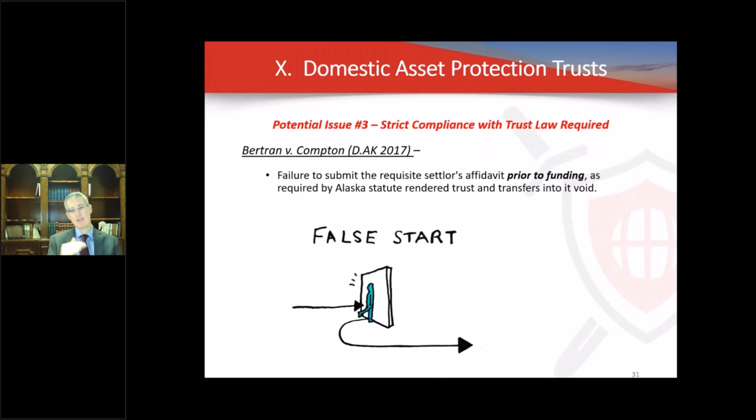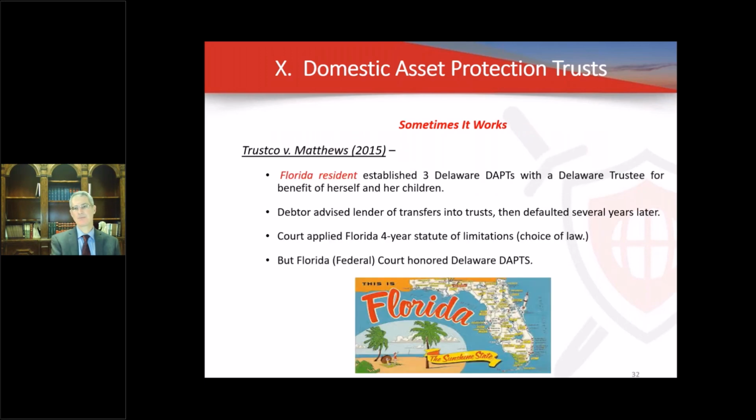There's a lot of little technical requirements for some of these self-settled asset protection trusts. This is Alaska. There's a financial affidavit. You have to file them. You have to file all these little technical requirements, or when the trust becomes tested in litigation, you could lose. They could break through the trust.